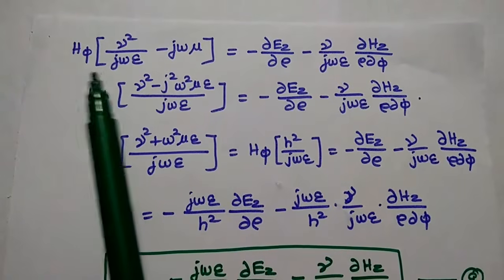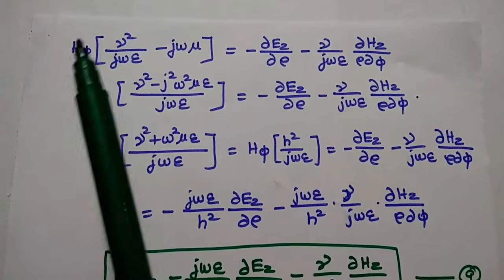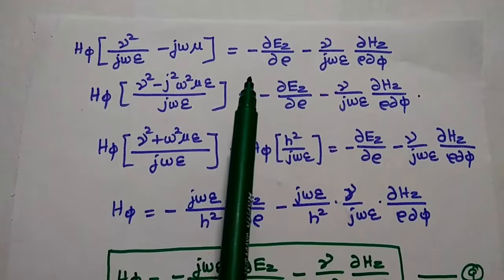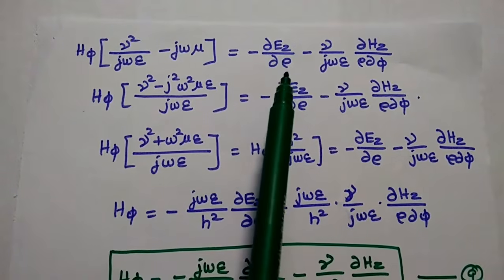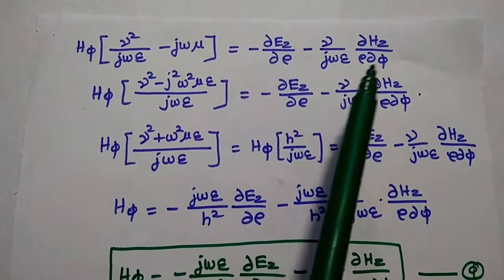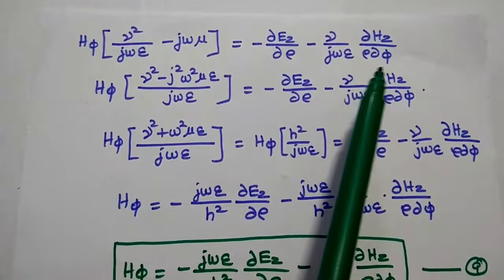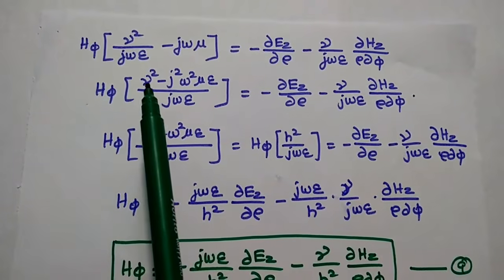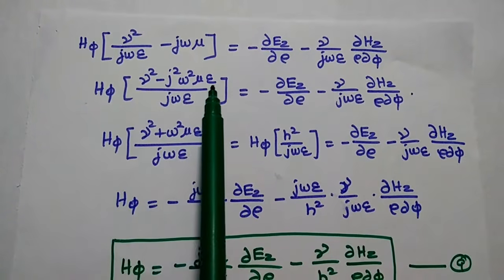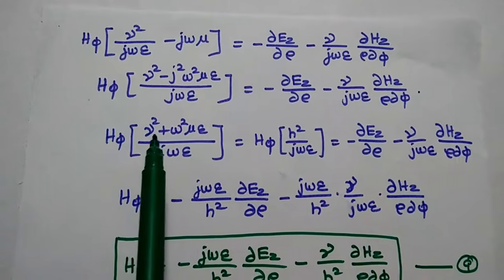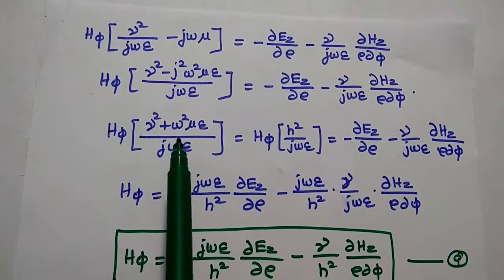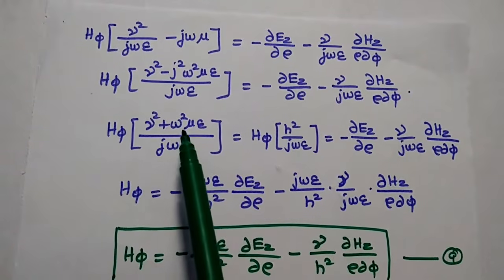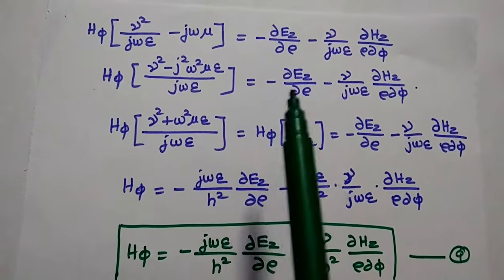In the next step, we can take this Hφ as a common factor. So here it becomes γ²/(jωε) minus jωμ is equal to minus ∂Ez/∂ρ minus γ/(jωε) ∂Hz/(ρ∂φ). Then we can take this LCM. This term becomes γ² minus j²ω²με, so this term becomes (γ² plus ω²με) divided by jωε. As we all know, γ² plus ω²με is nothing but h².